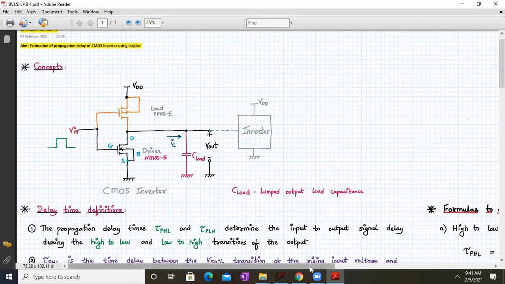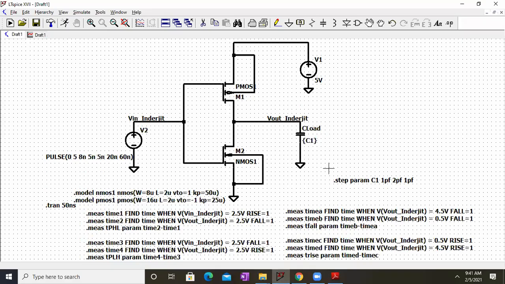I hope that you will answer the post lab questions also and attach all the print screens for your simulation. So that's it for this lab, and complete it on time.